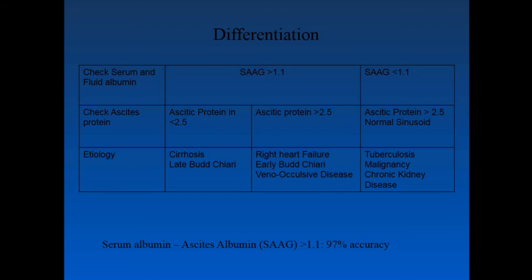If you understand this concept, that'll make it easy when somebody throws a question at you, or you come across cases where you manage them. Is that clear, or is there any confusion on this one, why this is happening? I want to spend some time on this one before we move to the next slide. Why is the ascitic protein less than 2.5 here? Why more than 2.5 here?